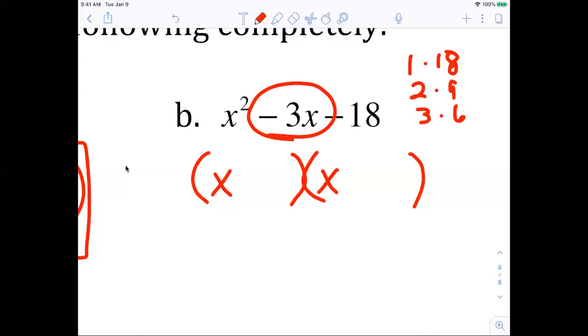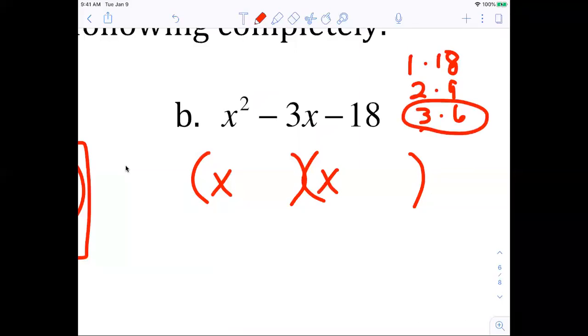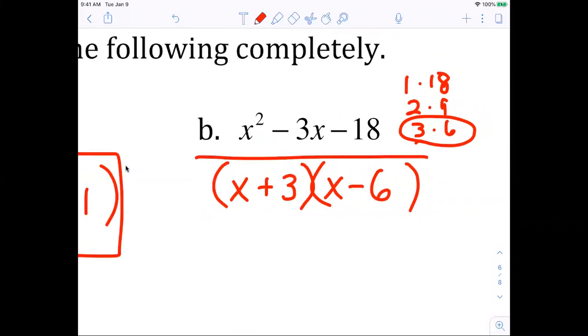But I know that my middle term, when I add or subtract them, I have to get a -3. Therefore, this is going to be the combination that I'm going to choose, the 3 and the 6. Now I want it to be a -3x in the middle. So that means my 6 has to be negative. So I have -6x and +3x. So this is how it is factored.